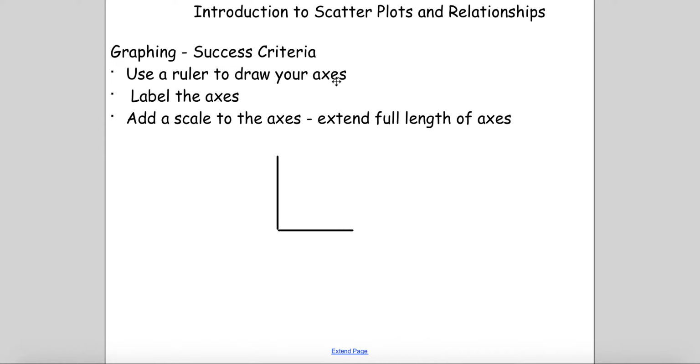Success criteria for drawing a graph. Make sure you use a ruler to draw your axis. Make sure you label your axis, add a scale to the axis, and extend it the full length.